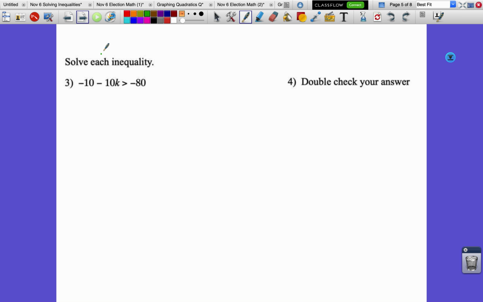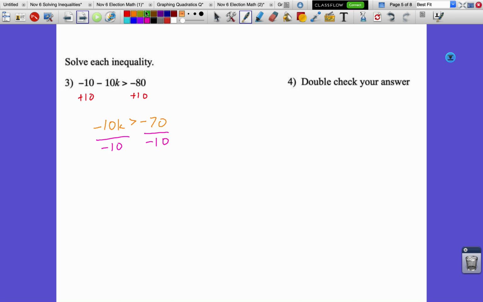All right, another one. Let's solve this inequality. So constants on both sides. Let's move it away from the variable by adding 10 to both sides. This negative stays behind. I'm left with negative 10k is greater than negative 70. Now I got to get rid of that negative 10. It's multiplying the k, so I can divide both sides by negative 10.